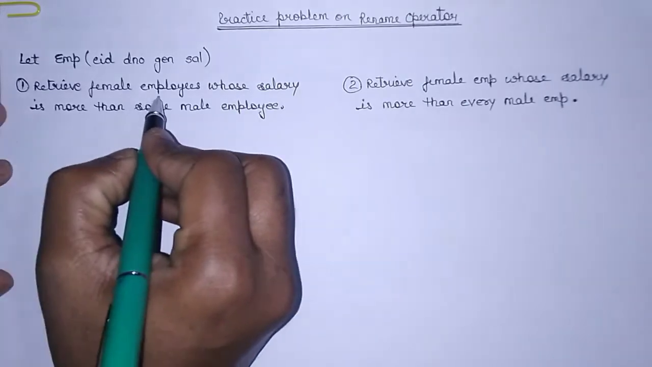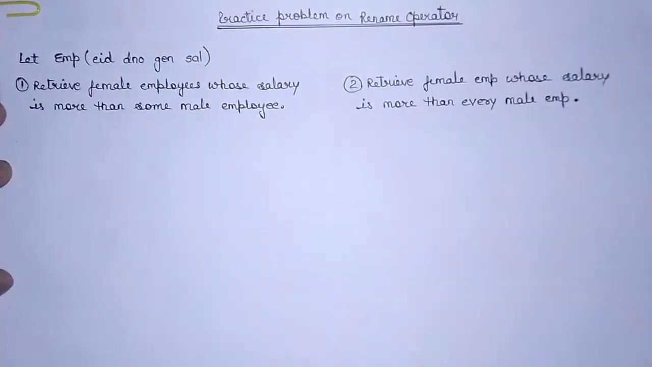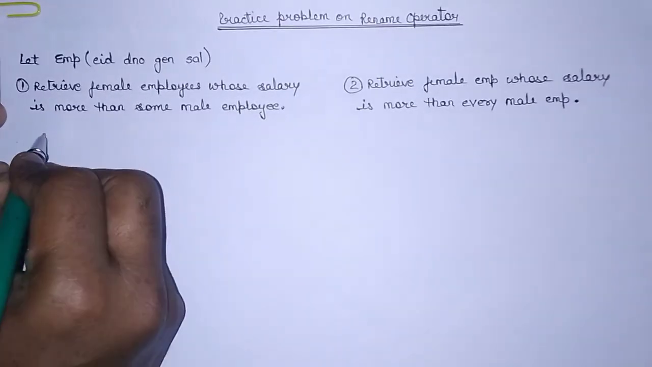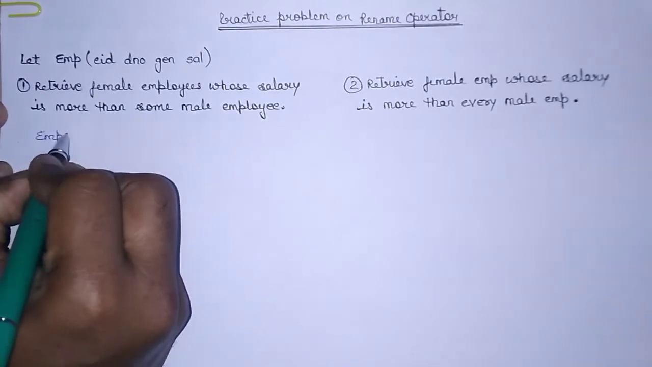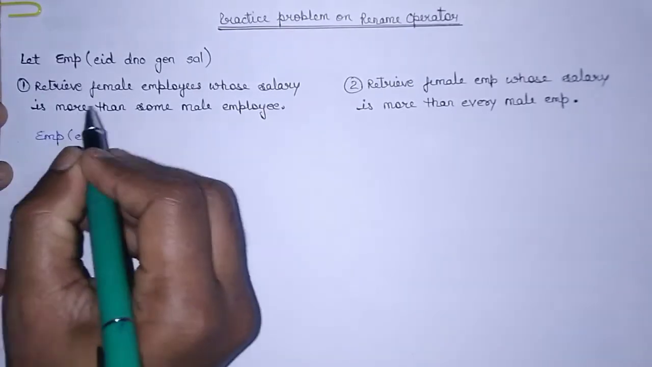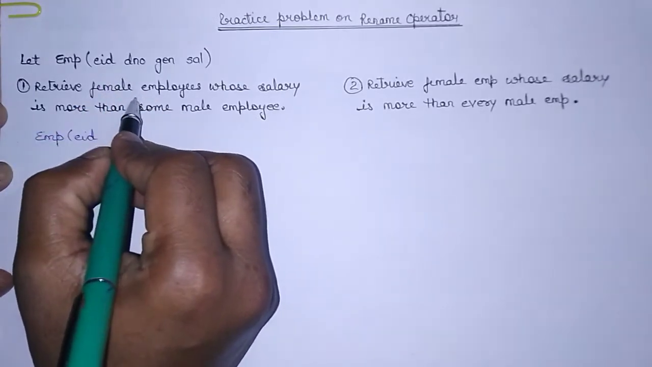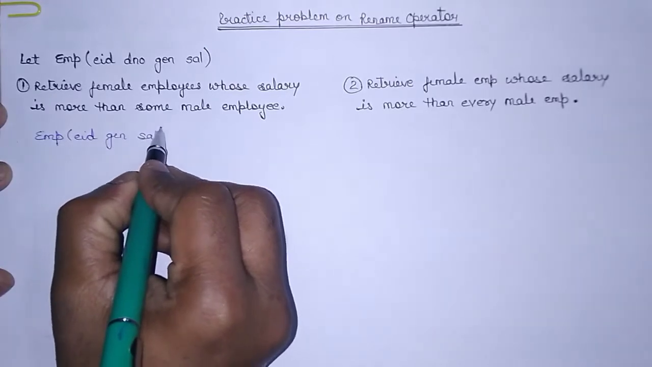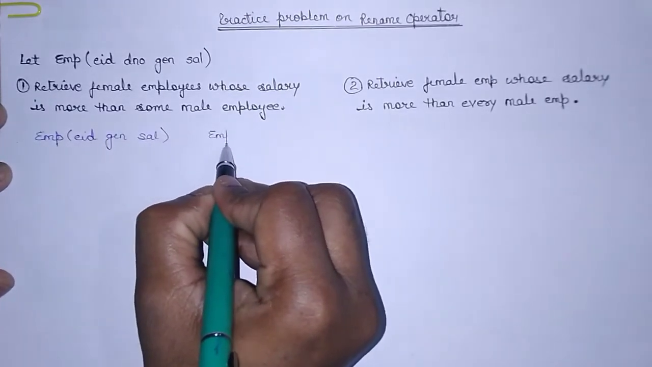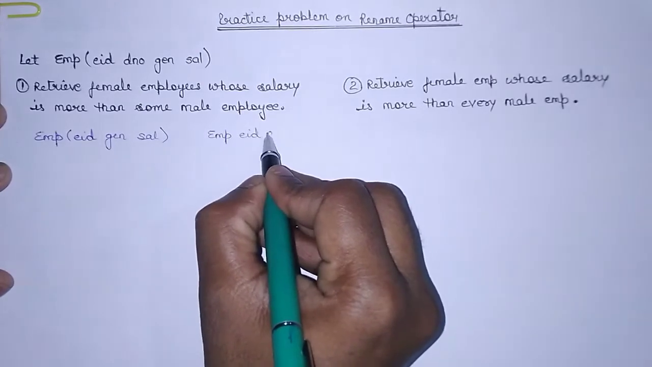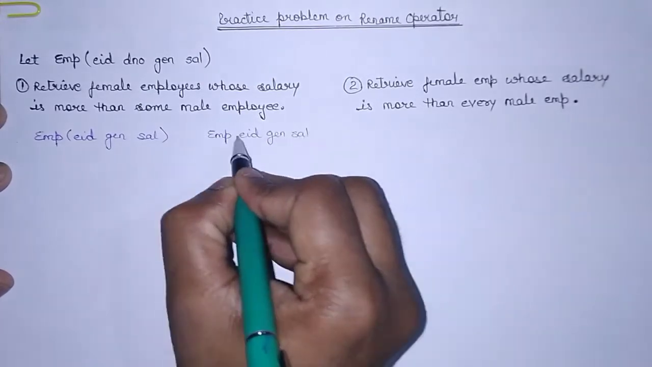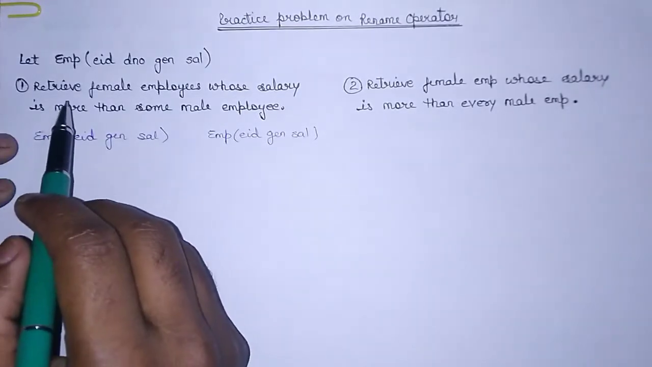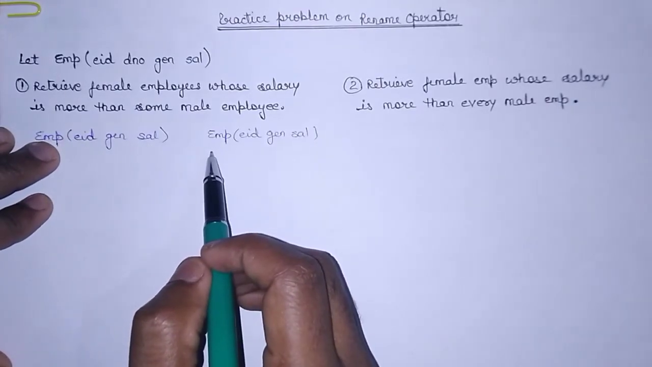First of all, we have to relate employee with itself, because we have to retrieve the female employees whose salary is more than some male employee. There is no use of department number in this query, so I'm not considering it. We take employee ID, gender, and salary with itself, so I'm writing it twice for your reference. We have to relate this employee with this particular employee.